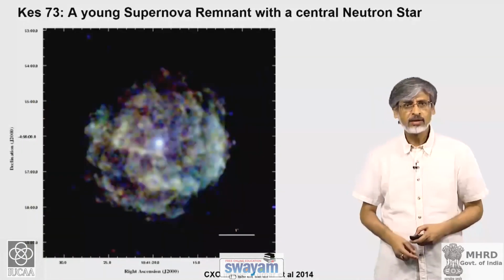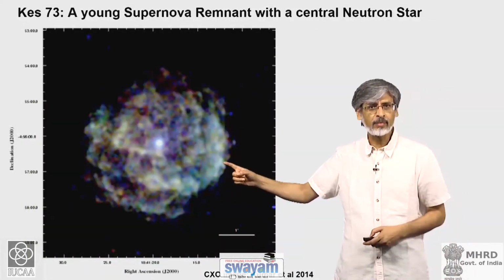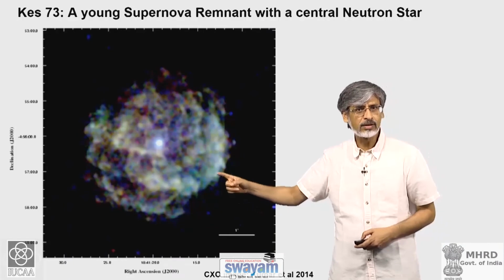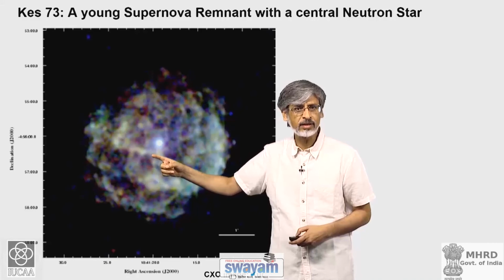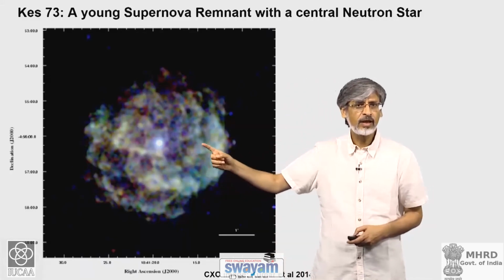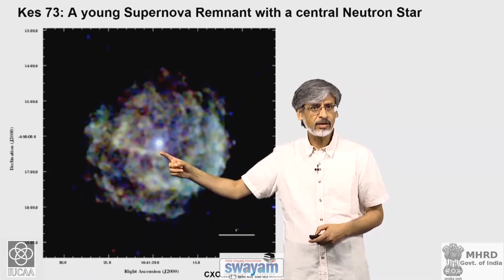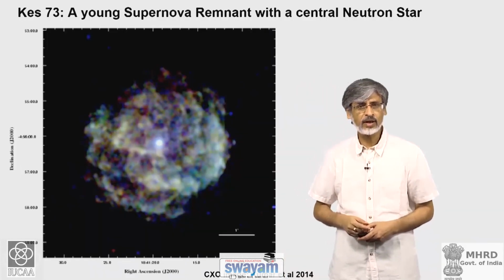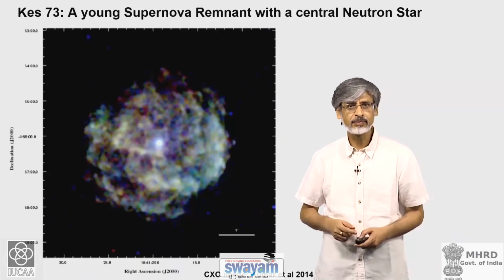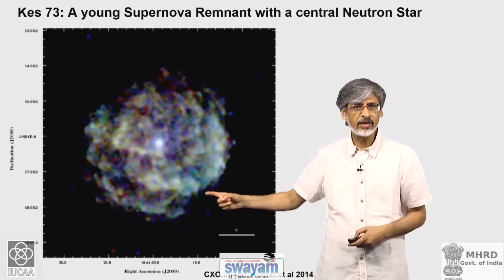Here is a real picture of a remnant of such an event. All this blobby material that you see is actually the material ejected from the envelope of the star, and at the center there is a bright neutron star which is located at the site where the explosion occurred. This picture is taken in X-rays by the Chandra X-ray Observatory.